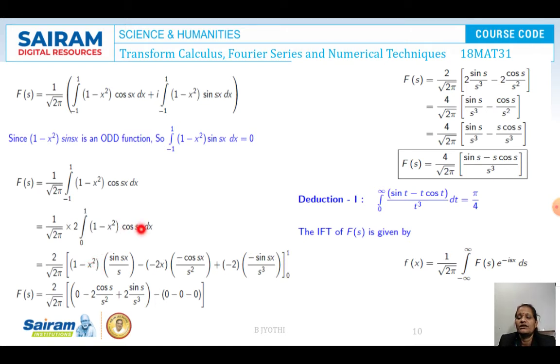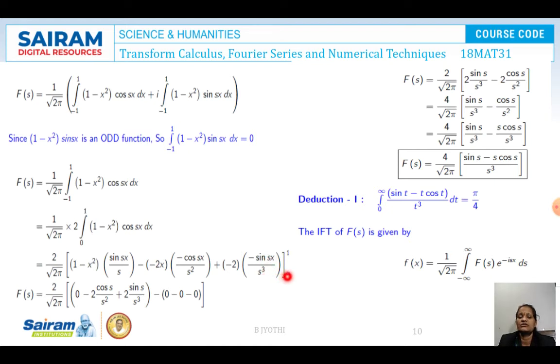U into integral of v, that is, cos sx integral is sin sx by s, minus derivative of 1 minus x square, which is minus 2x, and the integral of sin is minus cos sx by s square. And again the derivative of 2x is minus 2, and the integral of cos will be sin sx by s cube.